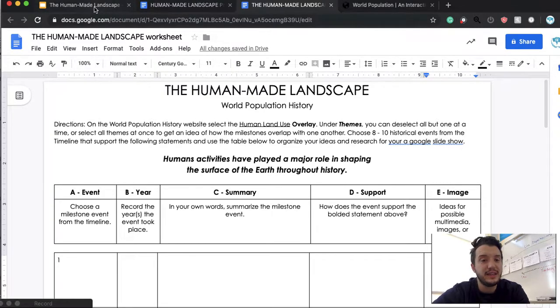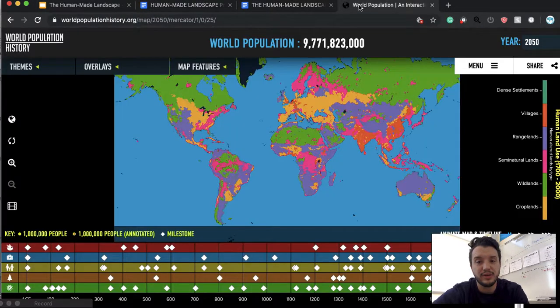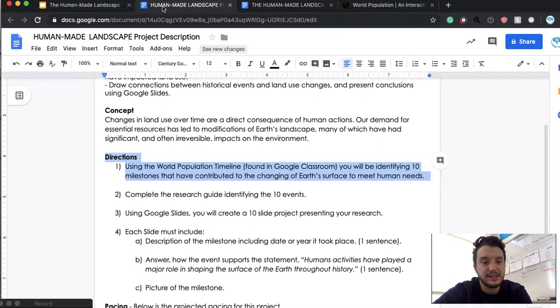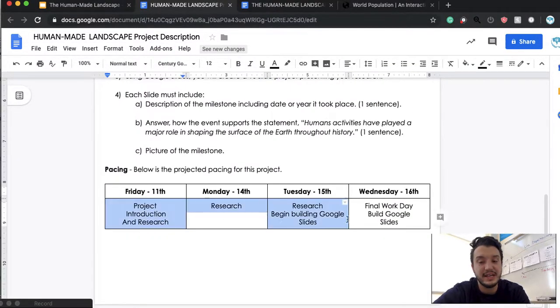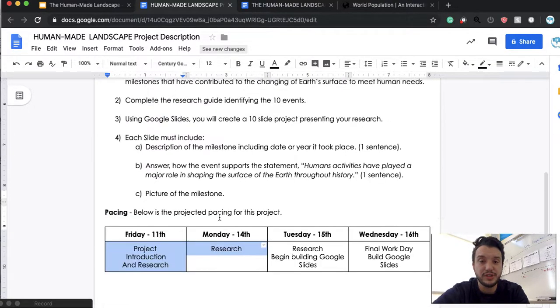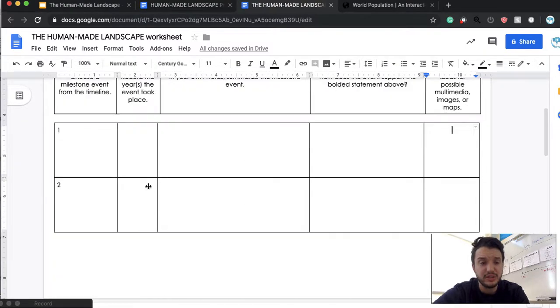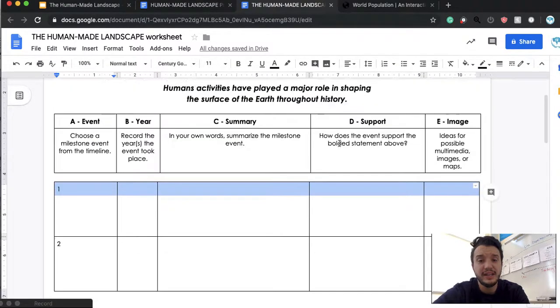Make sure you're choosing things, and in your research, okay, we're going to be spending a few days on research. You can see back on the directions that I've included the days in which we'll be doing this. Okay, so today we're introducing the project. Monday and Tuesday we're researching and beginning to build our Google Slides, and then Wednesday should be the last day. During the time that we're researching, please make sure that you include as much information as possible that you can write down here, because it's going to serve you better.